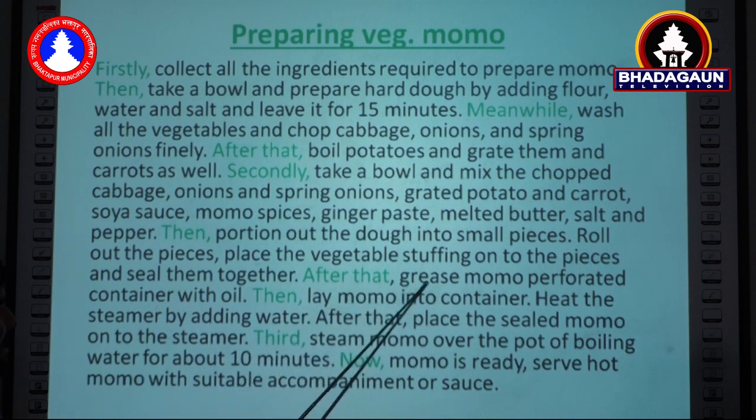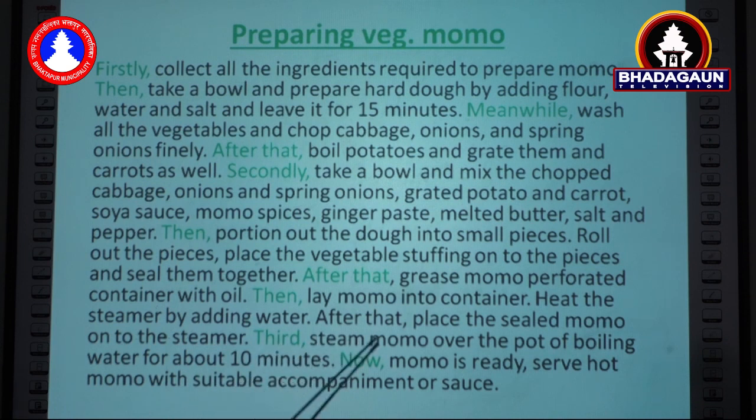After that, grease the perforated momo container with oil. You have to grease. You have to put the oil so that those dumplings may not stick there, right? You have to put some oil in a container, in a momo cooking pot. Then lay the momo into the container. Heat the steamer by adding water. After that, place the sealed momo onto the steamer.